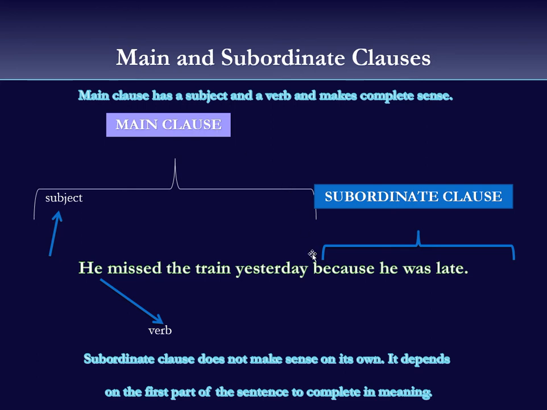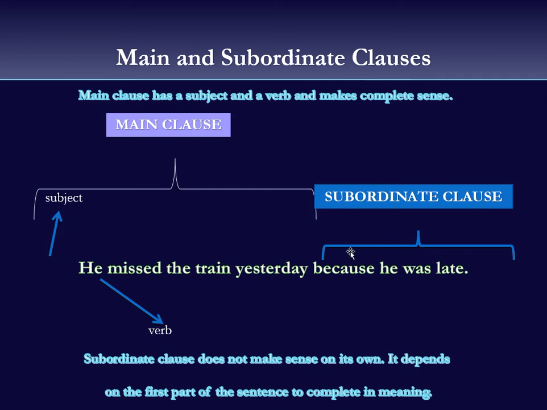When we look at the other clause, because he was late, we can see that it still has a subject and a verb, but this clause does not make sense on its own. It depends on the first part of the sentence to complete in meaning. So a clause which depends on another part of the sentence to complete in meaning is a subordinate clause.